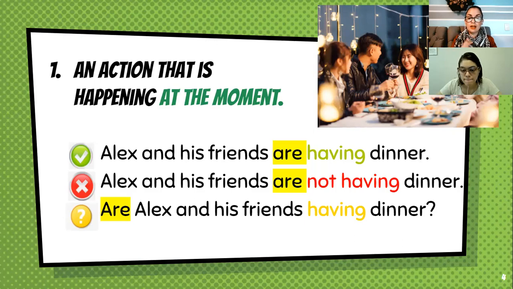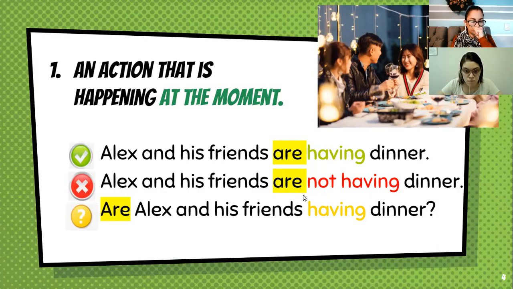Okay, how do we deny it? Well, we will deny the ing form with the word not. Okay? Alex and his friends are not having dinner. You put the not in between the verb to be and the verb in ing, having. You won't say aren't having dinner. That will sound weird, okay? It's more natural to put it in this case complete, are not.